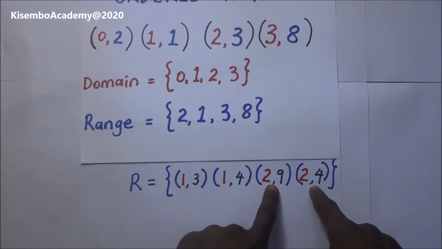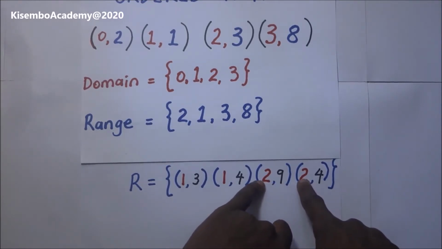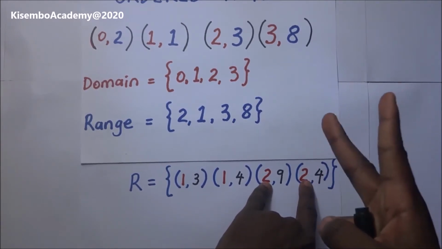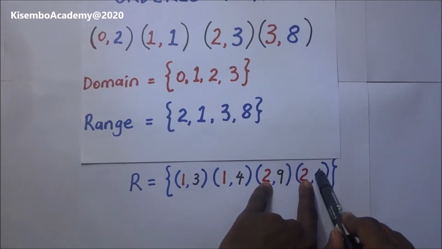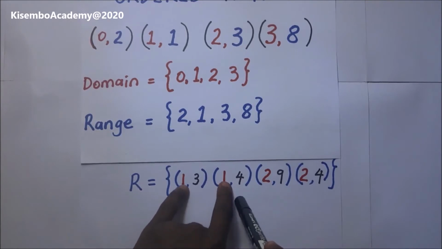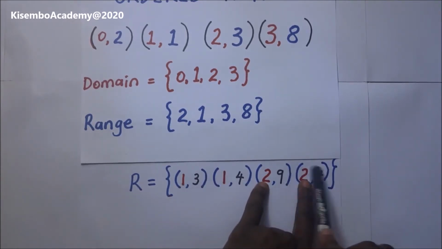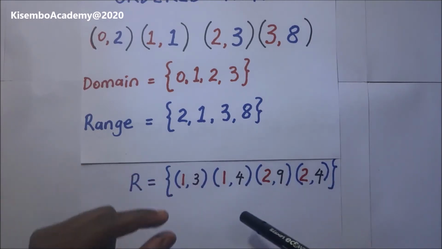Likewise, in these other 2 ordered pairs, you're seeing that we have 2 here and 2 here. When the input is 2, it is giving us 2 different outputs, which are 9 and 4. So because here one input is giving us 2 different outputs, this distorts the uniqueness of a function.